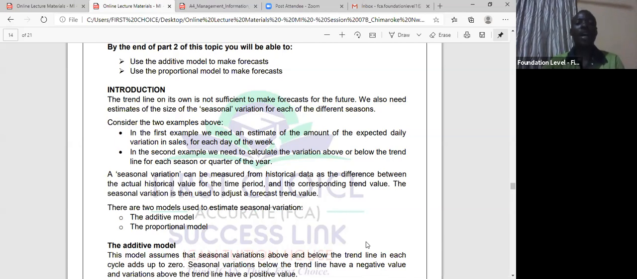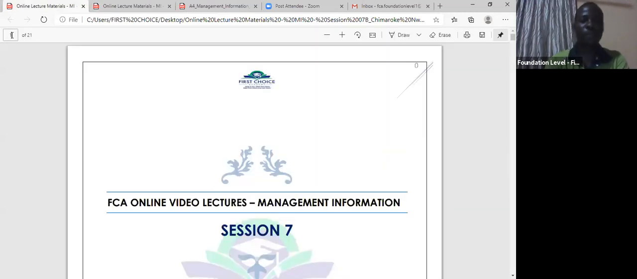All those ones are historical data. Now, your seasonal variations is the difference between the actual value for the time period and the corresponding trend value. Let me explain what I mean here. Let me go to this place, page 12, and show you what I mean.